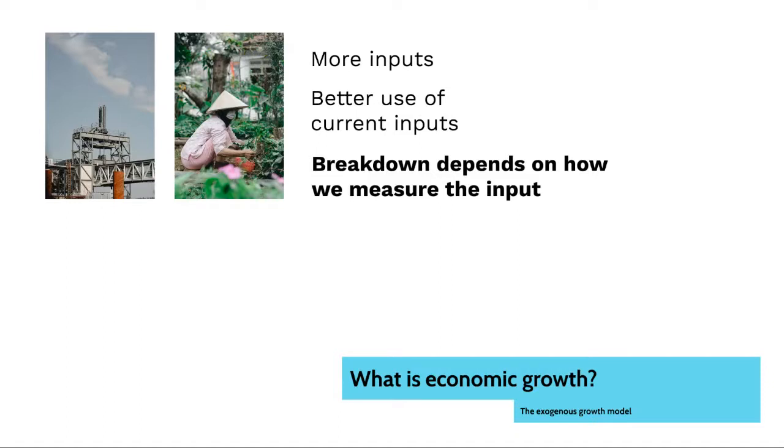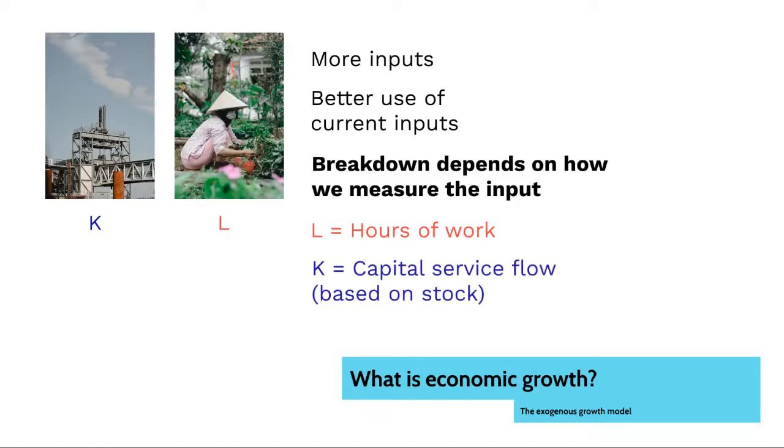In this case, the breakdown into more use and better use depends on how the inputs are measured. We can define our inputs as L for the labor input and K for the capital input. Typically, L is measured in terms of hours of work, while K is measured with respect to an estimate of the capital service provided by the stock of capital. The intention of both measures is to measure the quantity of the two inputs being utilized, not their quality.